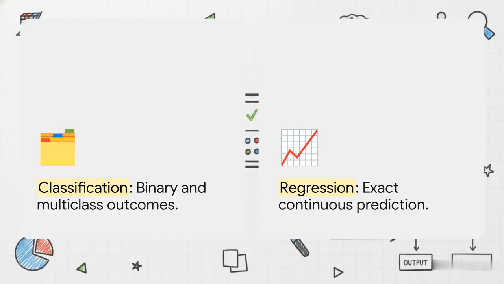Now, on the flip side, regression is strictly for continuous prediction. It doesn't use buckets at all. Instead, it calculates a continuous number, asking questions like, what exact numerical percentage will the student score? Simply put, classification categorizes things, while regression calculates continuous numbers.